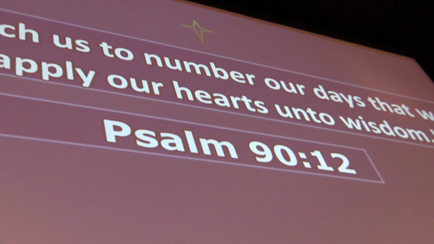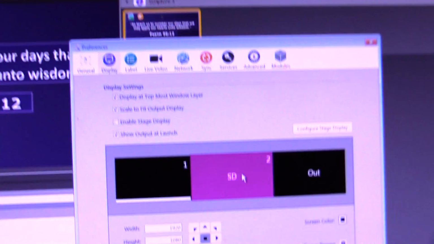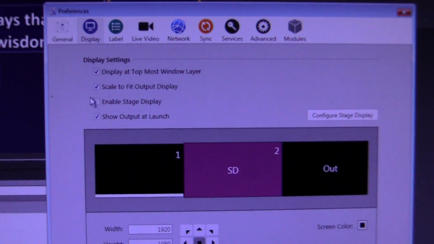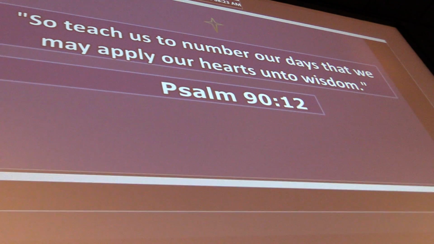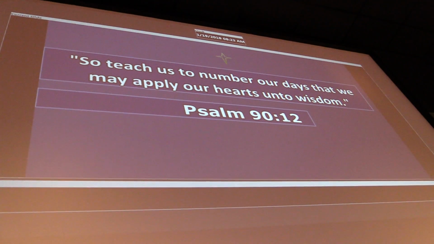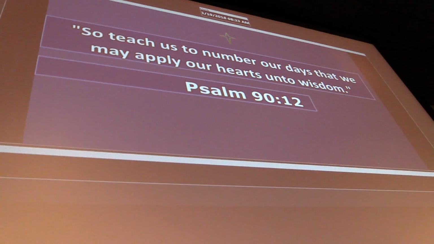But if you look at the back screen, it's still showing what should be on 3. And that's because we haven't hit enable stage display. Now that we've hit it, we can see that we now have our outlined view, just as we had on the front screen before. A little confusing, I know.